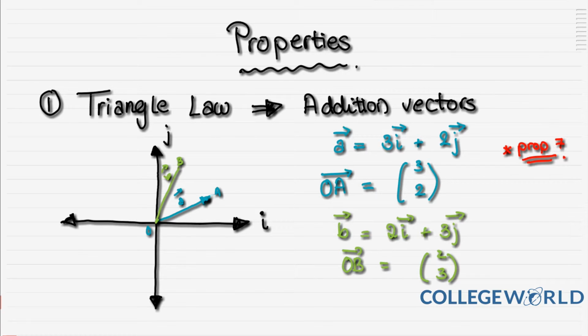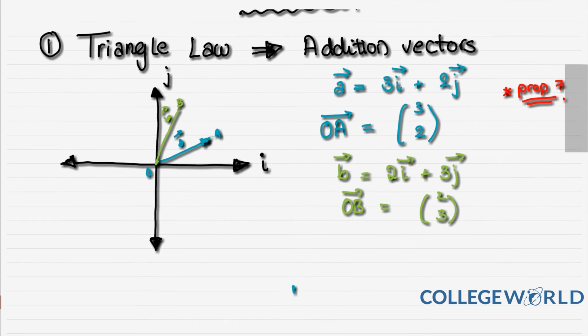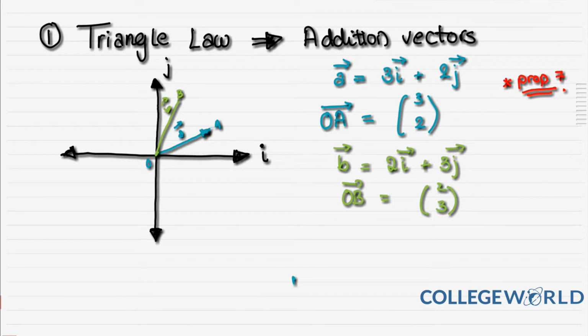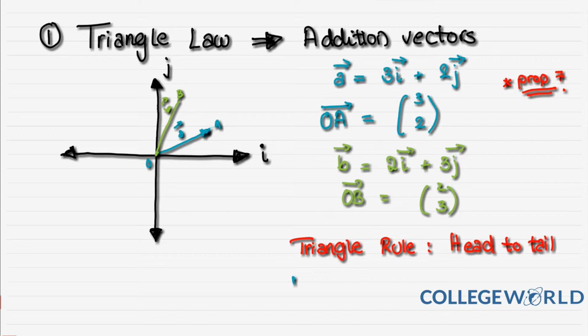We do something that's called the triangle rule. Now what is the triangle rule? The triangle rule is basically and simply head to tail. So what is head to tail? It depends on the drawings really. What I'm going to do here is draw our vector A, so it's like this. And then I'm going to go from the head of vector A to the tail of vector B, which goes on like this.